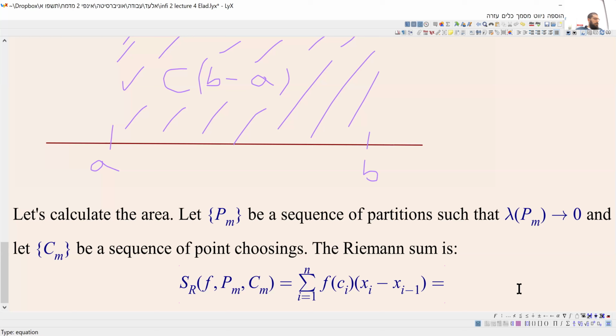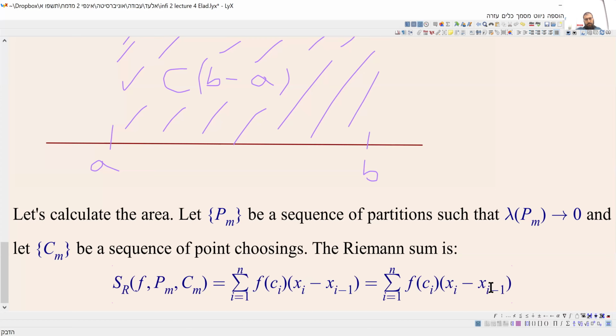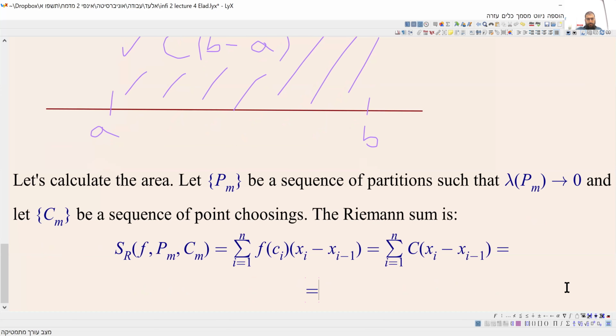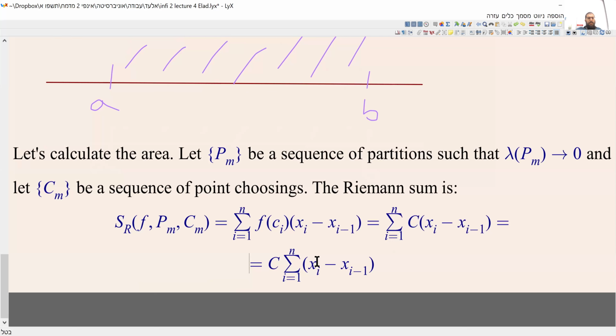Very nice, very elegant. f is constant. It is C, always C. So we can write down C instead of f of c_i. And C, as a constant, can be pulled out from the sum. And we get C times the sum of x_i minus x_{i-1}.